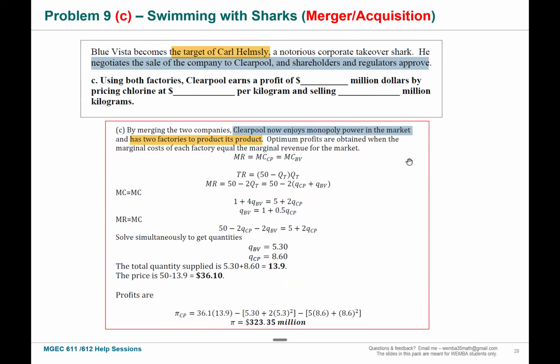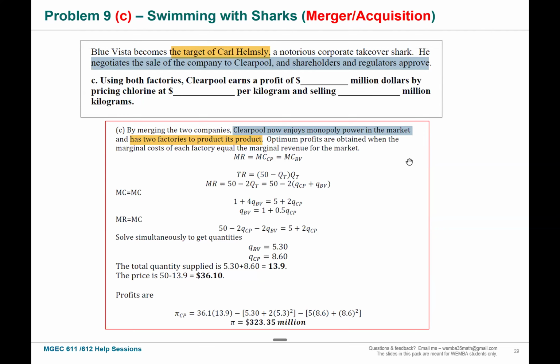Part C. Blue Vista becomes the target of Carl Hemsley, a notorious corporate takeover shark. He negotiates the sale of the company to Clearpool. So very interesting. So Blue Vista is now sold to Clearpool, and shareholders and regulators approve. Using both factories, Clearpool now earns a profit of this, pricing is this, and selling this many kilograms. So what really happened here? What really happened here is the Clearpool company is sold to Blue Vista. Or sorry, the other way around. Blue Vista is sold to Clearpool.